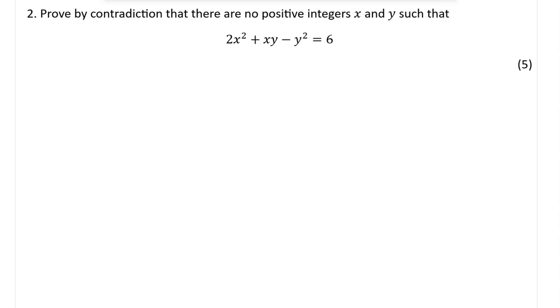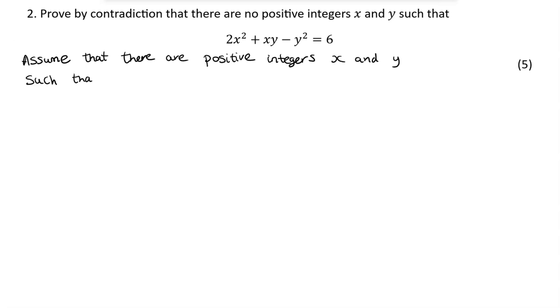So we're going to prove by contradiction that there are no positive integers x and y such that 2x squared plus xy minus y squared equals 6. Okay, so you can't put in a positive integer for x and y to make that work. So what we would do first is we start by making an assumption. So we'd say assume that there are positive integers x and y such that 2x squared plus xy minus y squared equals 6.